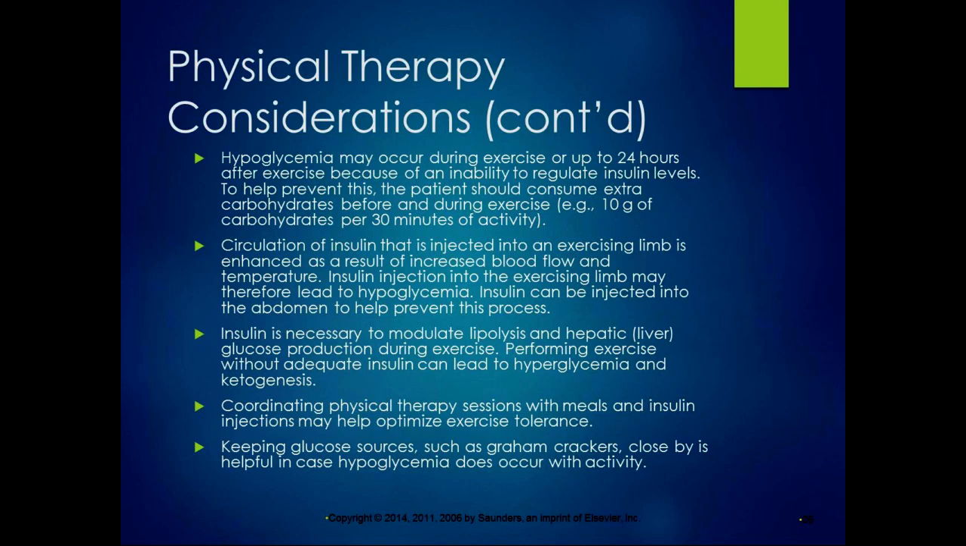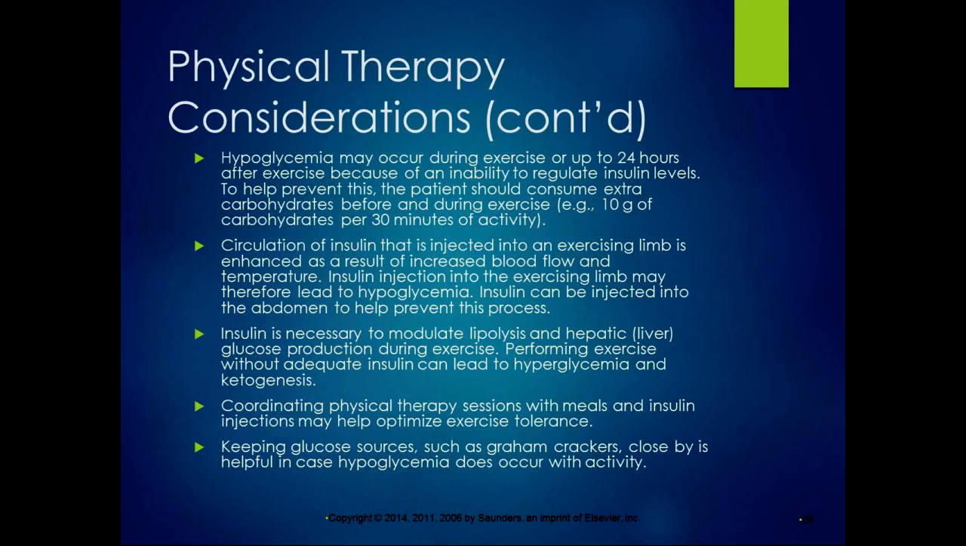Circulation of insulin that's injected into an exercising limb is enhanced as a result of increased blood flow and increased temperature. So insulin injection into an exercising limb can lead to hypoglycemia because the insulin is processed faster, basically. So in order to help prevent this, you can have them inject the insulin into their abdomen, just to normalize their insulin circulation.